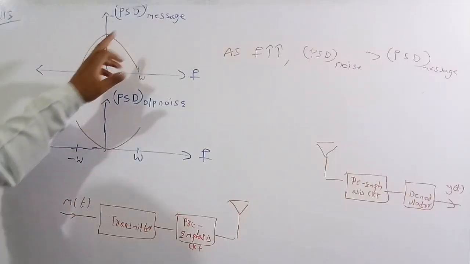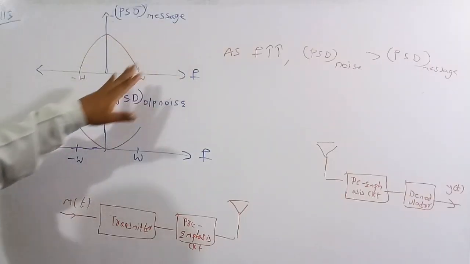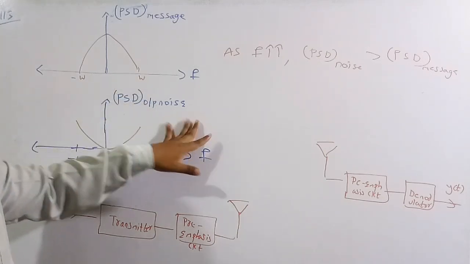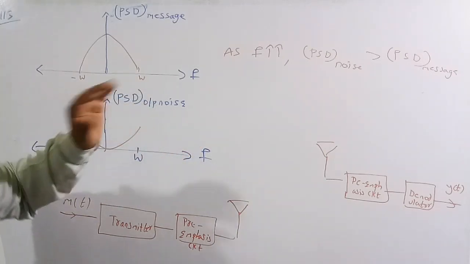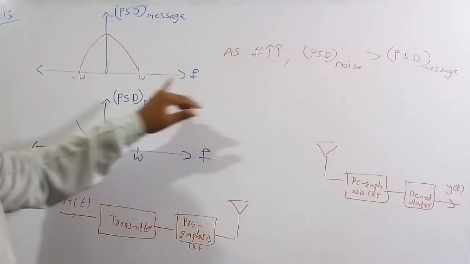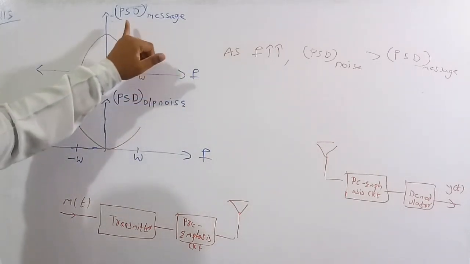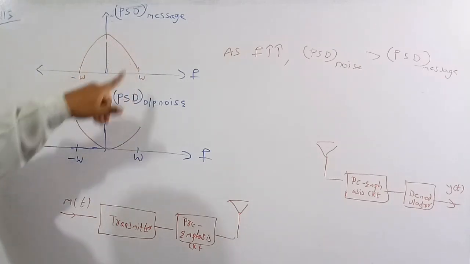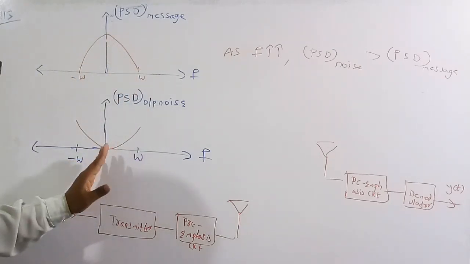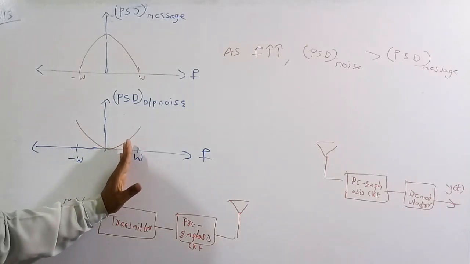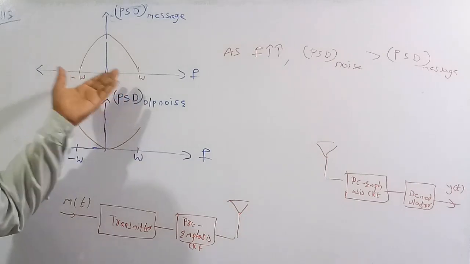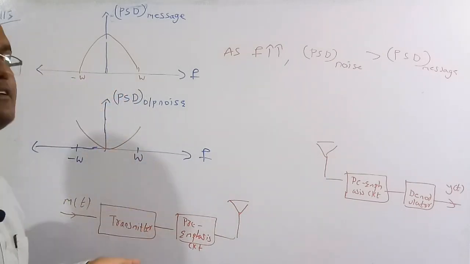This is the power spectral density of the message signal. The graph looks in this manner, and similarly the power spectral density of the output noise looks in this manner. As the frequency increases, the power spectral density of the message signal decreases, whereas the power spectral density of the output noise increases. This means the output noise has the highest power compared to the message signal as the frequency increases.